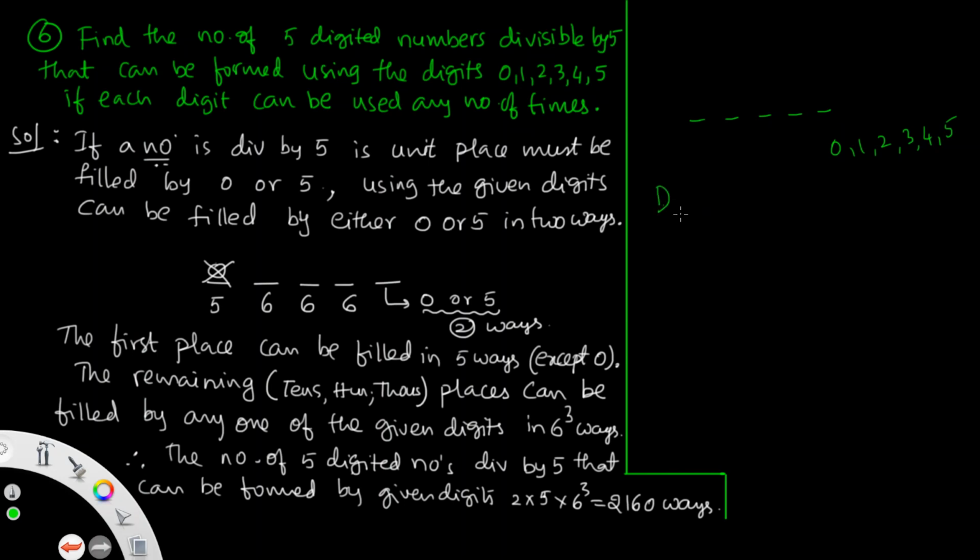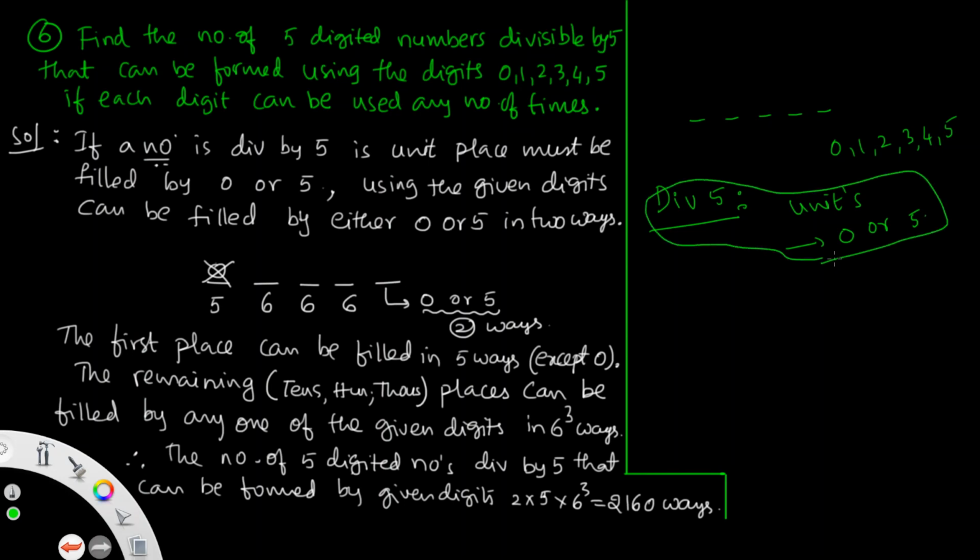We have to learn the divisibility rule for 5. Already we know that if a number is divisible by 5, the units place must be either 0 or 5. This is the basic divisibility rule for 5. So in the units place we have to fill 0 or 5. Since 0 and 5 are there in the given digits, this can be done in two ways.